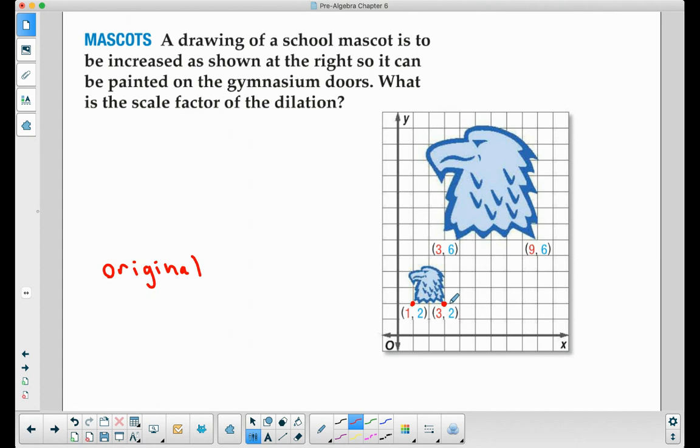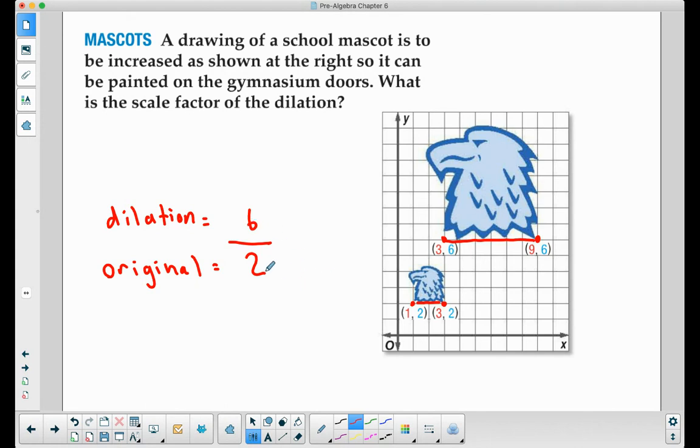So the original, the distance is 1, 2. So the original distance is 2. And we're going to find the distance of the dilation, okay, which is 3, 6 is here. And 9, 6 is here. So it's going to be 1, 2, 3, 4, 5, 6.